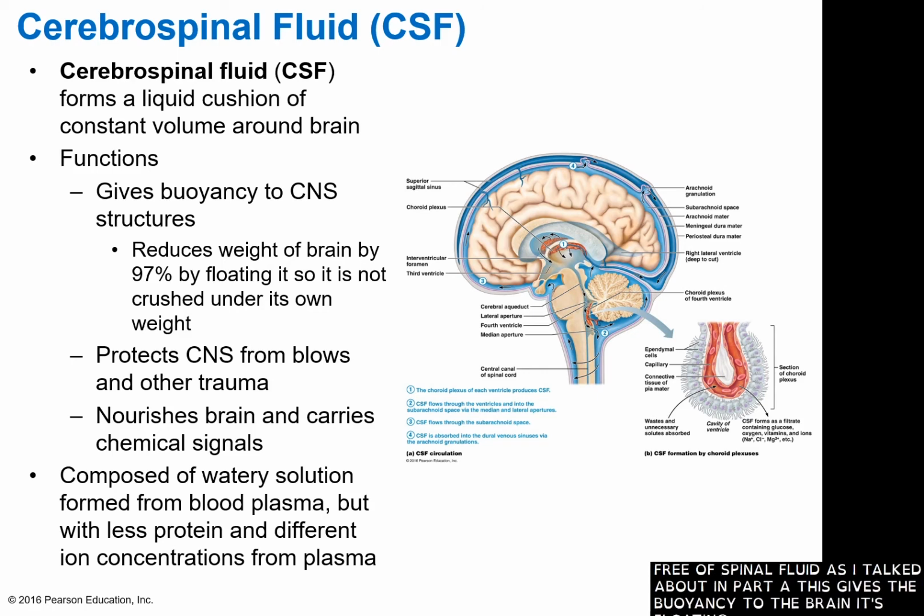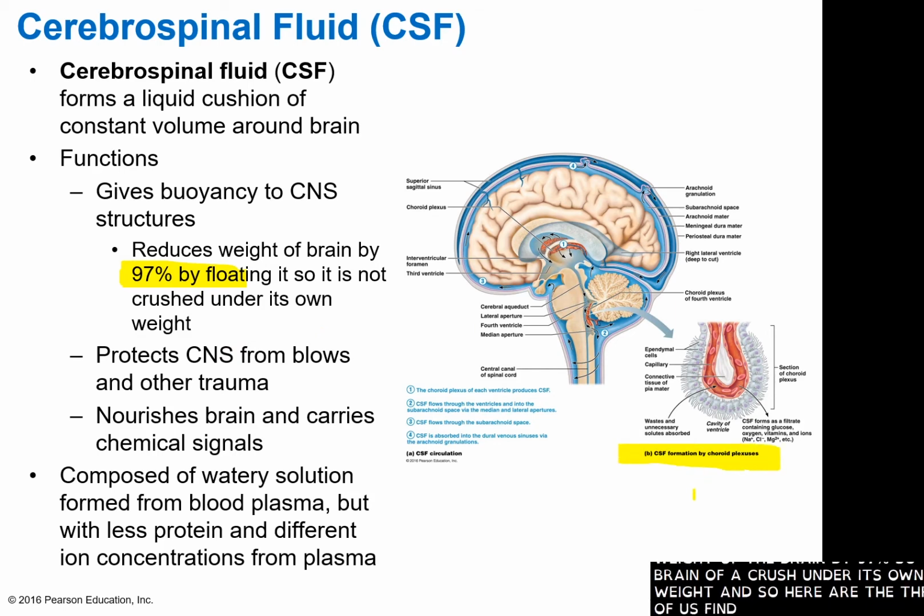It's floating in the cerebral spinal fluid and protects the central nerve. So here it actually reduces the weight of the brain by 97%. So the brain will crush under its own weight. And so here, the cerebrospinal fluid is formed by choroid plexuses. So there's a choroid plexus down here by the cerebellum, and there's one up here by the thalamus, hypothalamus.